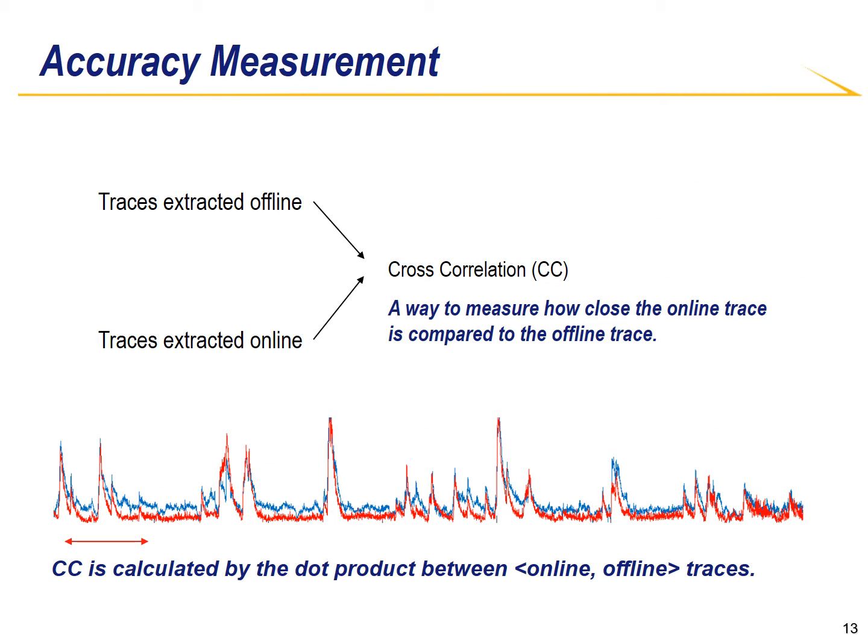We compute the cross-correlation between the normalized online and offline extracted traces and use it as a measurement of how close the online extracted traces are compared to the offline traces. The figure in this slide provides an example of the normalized online and offline extracted traces from the same cell.